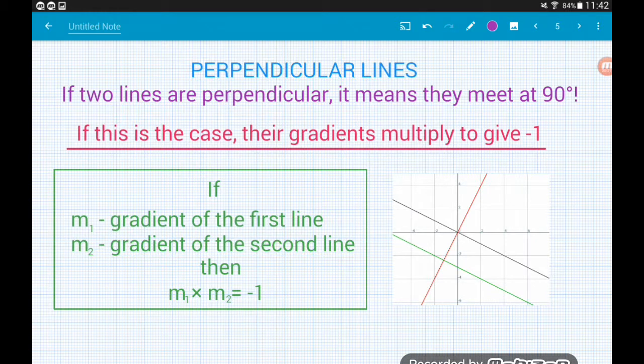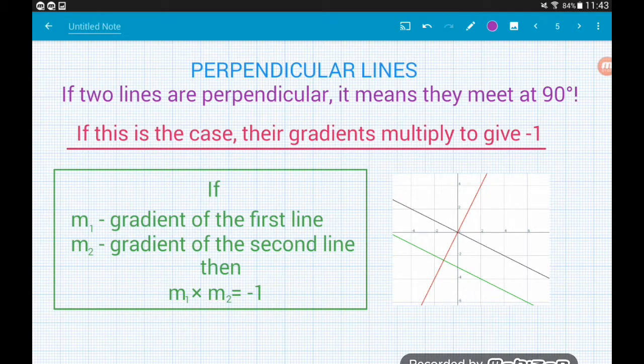So if we take the gradient of our first line, and we just call it m1, and the gradient of our second line, we'll call it m2, then if we multiply m1 by m2, we get -1. Okay, that's really, really important. Get that down. Okay, so then down here on the right, I've given us a little example of two lines that are perpendicular to another line.